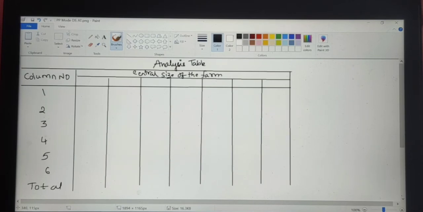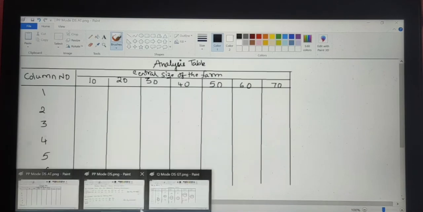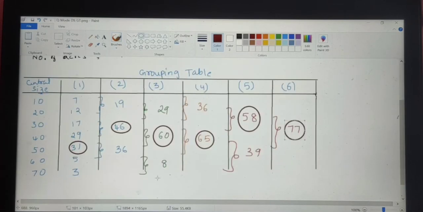Now the different numbers of the central size, the farm sizes are given to you, right? So the farm sizes are 10, 20, 30, 40, 50, 60 and 70. So this is how you will be naming your analysis table. Now let's go back to the question where we did our grouping table, and if you notice in the first column our highest value is 31. So what is the corresponding value to 31? So our corresponding value to 31 is 50.